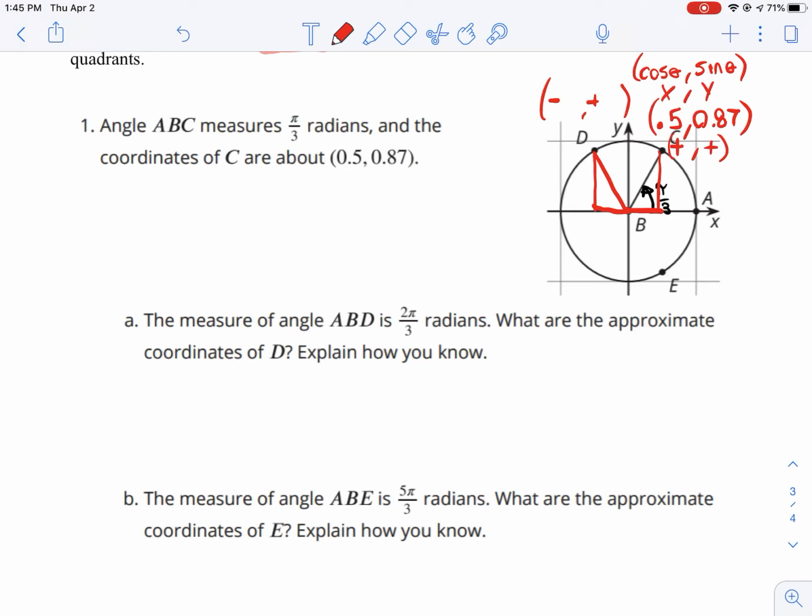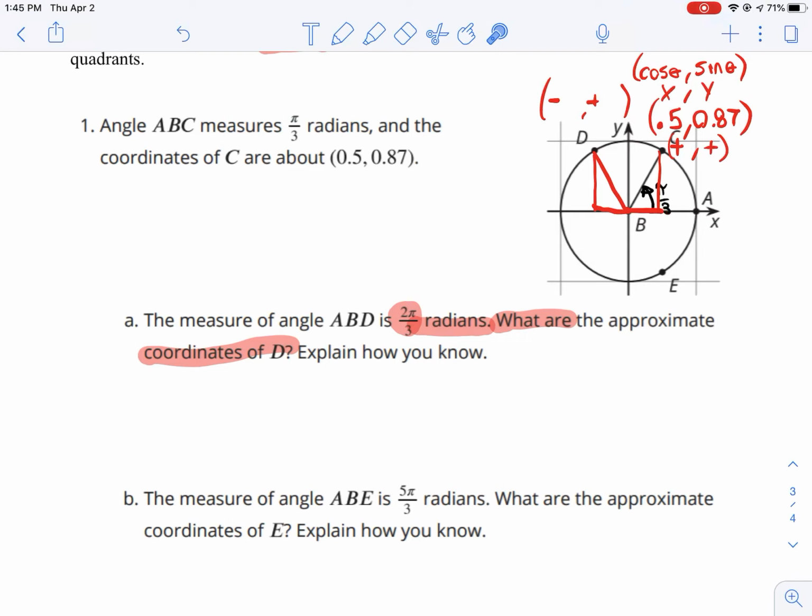Okay. When we're looking at the next problem, it's asking us to find the measure of the angle ABD. It is 2 pi over 3 rads. What's the approximate coordinate of D? What are the coordinates of D? So with that, we're able to determine just by looking at this that we have 2 triangles that appear to have the same y values, and then the x values are just going to have the opposite sign. Instead of going in the positive direction, we're going to be going in the negative direction.